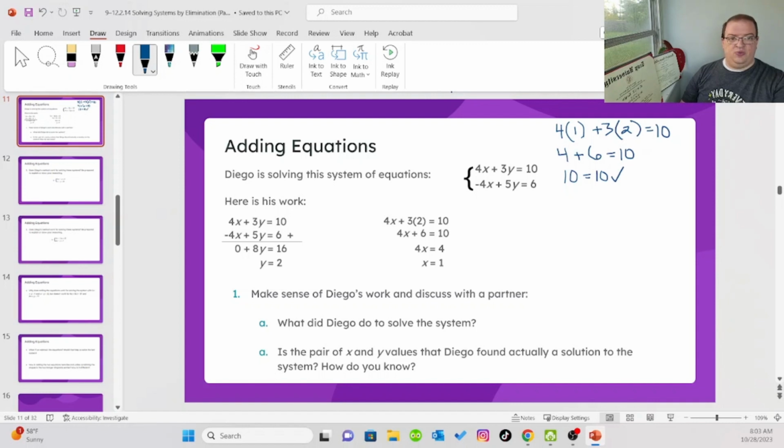So the first one works, but it needs to work for both of them. So now we have negative 4 times 1 plus 5 times 2, and that needs to equal 6. Negative 4 times 1 is negative 4, and 5 times 2 is 10, and negative 4 plus 10 does equal 6. So yes, Diego's point pair does solve this system of equations.